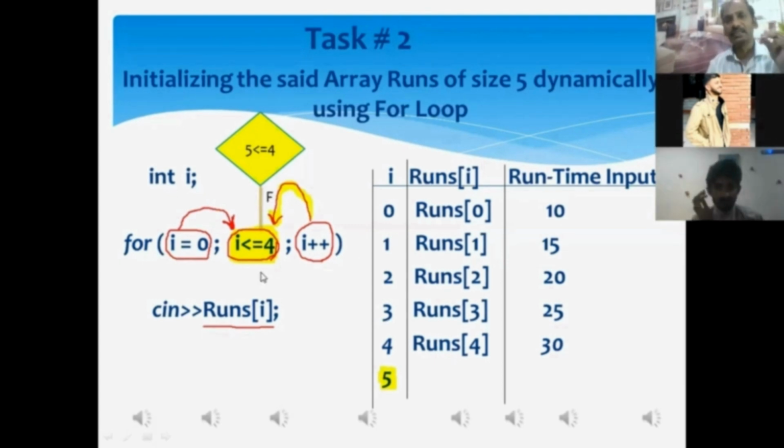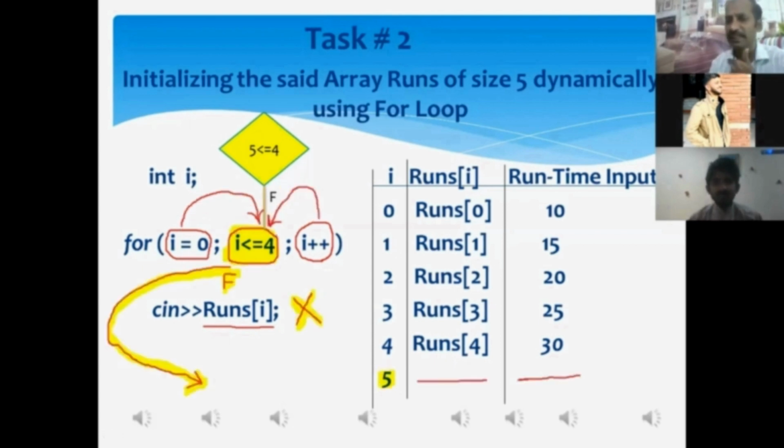When the condition is false, my dear, the control of execution will be shifted after the for loop associated statement. Okay? And the for loop associated statement, that one is scanf, will not be executed. Okay? Yes, sir.